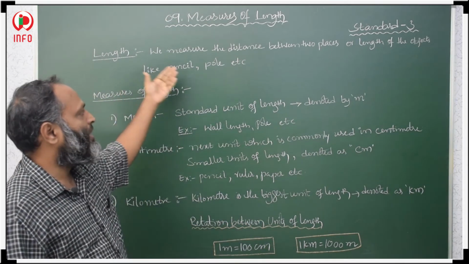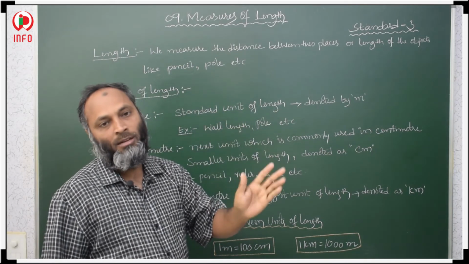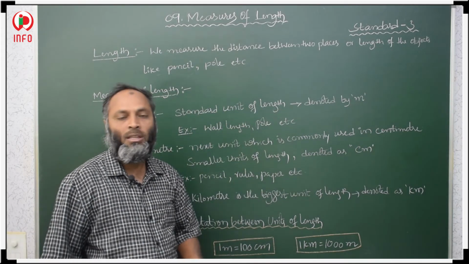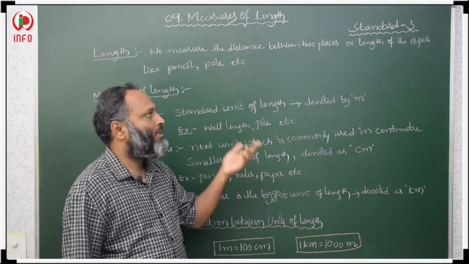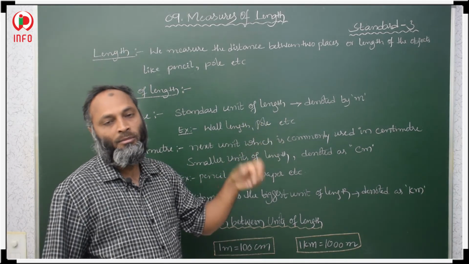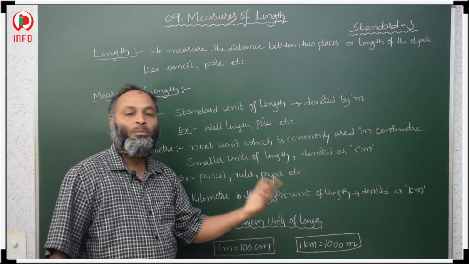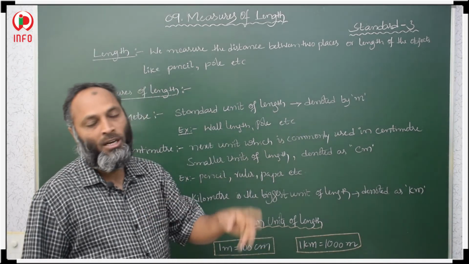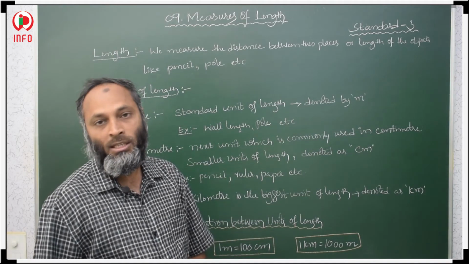Like pencil length, pole length, distance between Hyderabad to Bangalore. So, that comes under length. How much distance? Distance as well as the length of the particular object, either it is a pen, pencil, ruler, paper, room. So, that comes under the physical quantity, whatever we are using to find. So, that is the length.